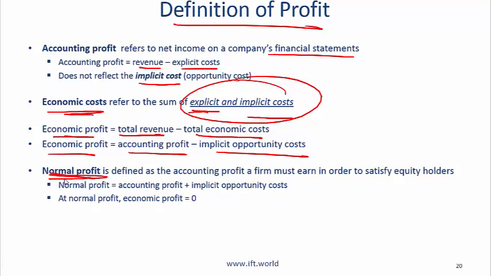You also need to learn this term, normal profit. Normal profit is defined as the accounting profit a firm must earn in order to satisfy equity holders. In this case, we are thinking of a large company where equity holders invest their money, their equity, and they require a certain return. That return that they require can be thought of as the opportunity cost or the implicit cost. So the normal profit is the accounting profit plus the implicit opportunity cost. If we are at normal profit, then the economic profit is 0.